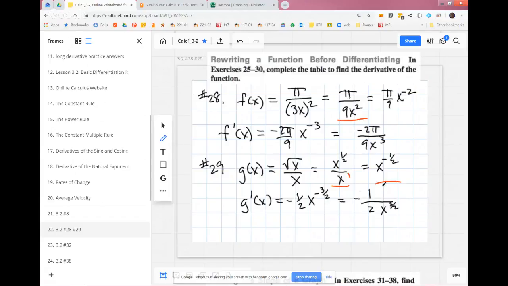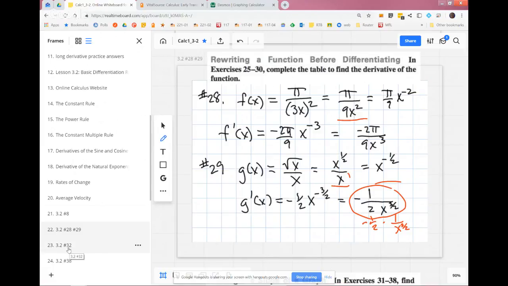That x to the negative 3/2 goes on the bottom to make it x to the positive 3/2. Is that the same as writing this? Yes, but why not bring them together in this format. Either of those is correct.